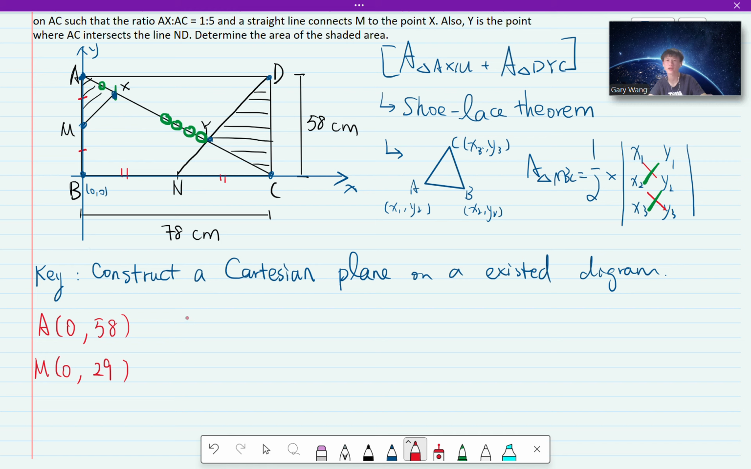Let's do D. D has an x value of 78, because this is the length of the rectangle, and it also has a y value of 58, which is the width of the rectangle.